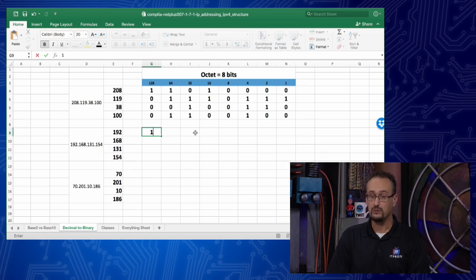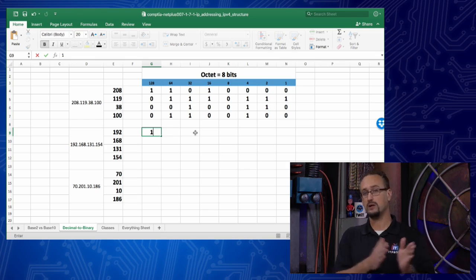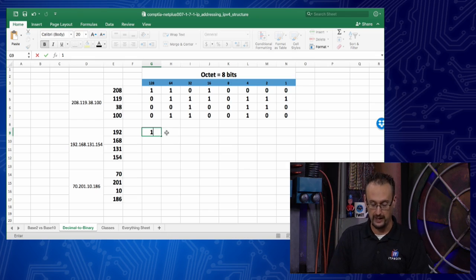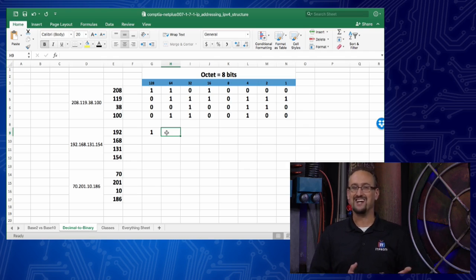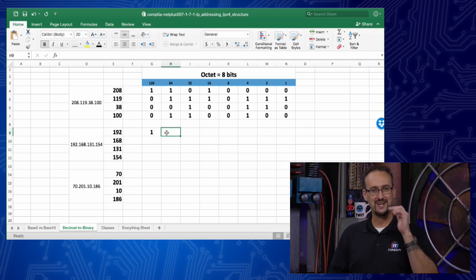Now, what are we going to do? We're going to take that 64 and move it to the next bit position, and we're going to ask that same question. It's kind of interesting on this one. Remember, we said 64.